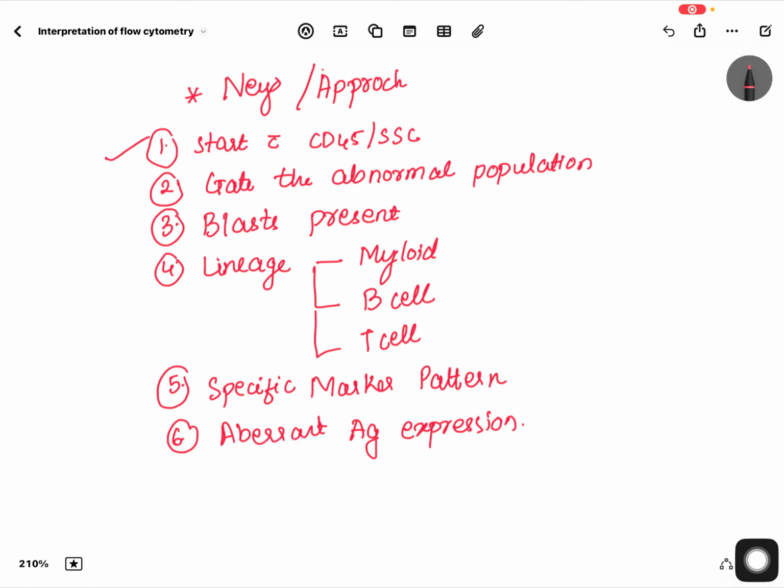First we have to see CD45 and side scatter, then we see which is the abnormal population. If there is an abnormal population, we check if blasts are present. If blasts are present, we check what lineage it can be: myeloid, B cell or T cell. If yes, then we check if any specific marker patterns are there, which are seen in a few special diseases that I'll be discussing further. Or we can see if any aberrant antigen expression is present, which is most commonly seen in different kinds of AML. So this is the protocol that we follow.